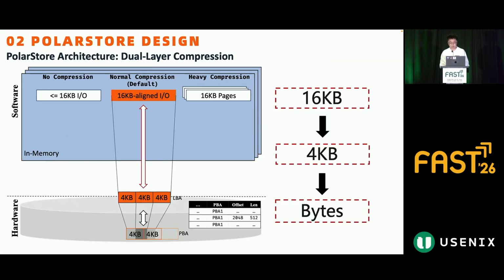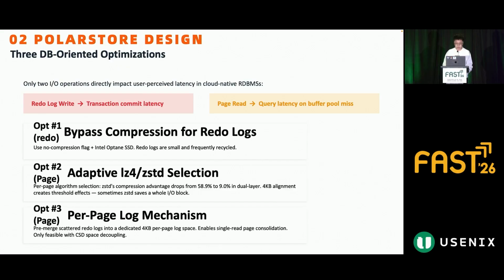This brings our key idea, dual layer compression. As shown in the figure, layer 1 is the software layer. It compresses 16 kilobyte pages into n blocks. It supports flexible input size and allows the user to choose LZ4 or ZSTD per page. Layer 2 is the CSD hardware layer. It further compresses these 4 kilobyte blocks into better aligned physical blocks. The variable length FTL handles byte level indexing without software overhead. Dual layer compression is the core design of our system.